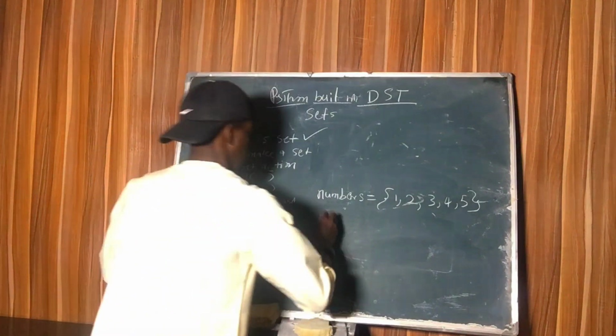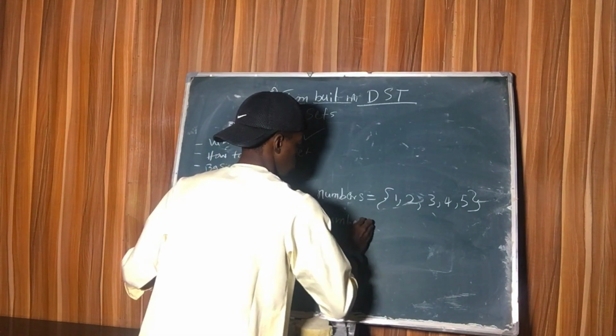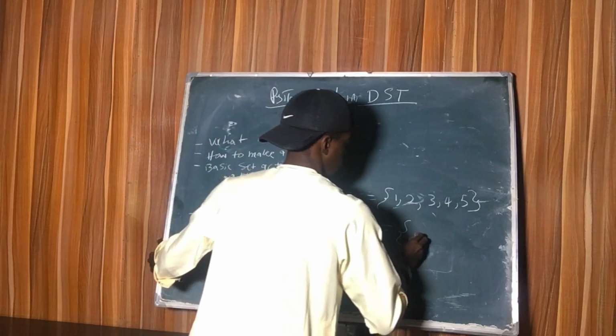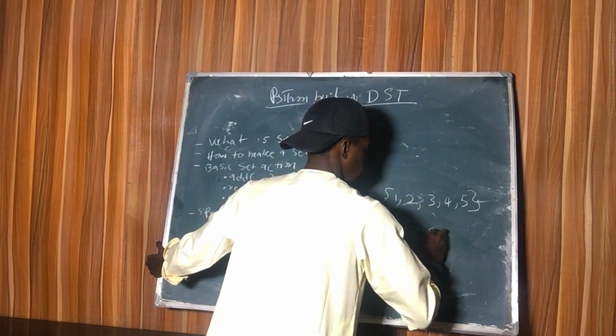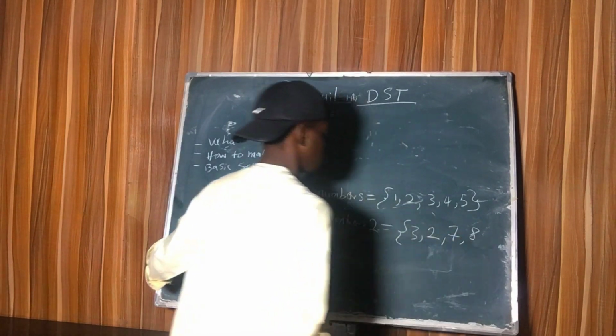So now let's say I have another set. Let me call it numbers2 and it is equal to, let me keep 3, 2, 7, 8.